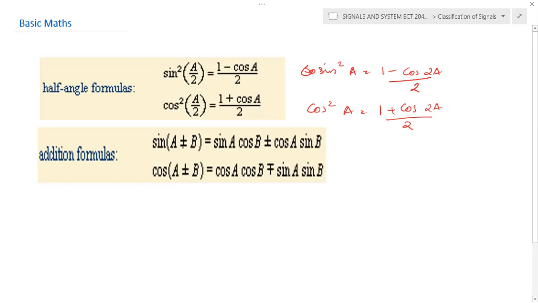sin a plus b and sin a minus b. Sin a plus b is sin a cos b plus cos a sin b, and if it is minus, then minus. And in the case of cos, if it is a plus b, we write minus first: cos a cos b minus sin a sin b. So at least you should remember the four formulas. Anyway, you need to use all of the formulas, but frequently we will use these two formulas.